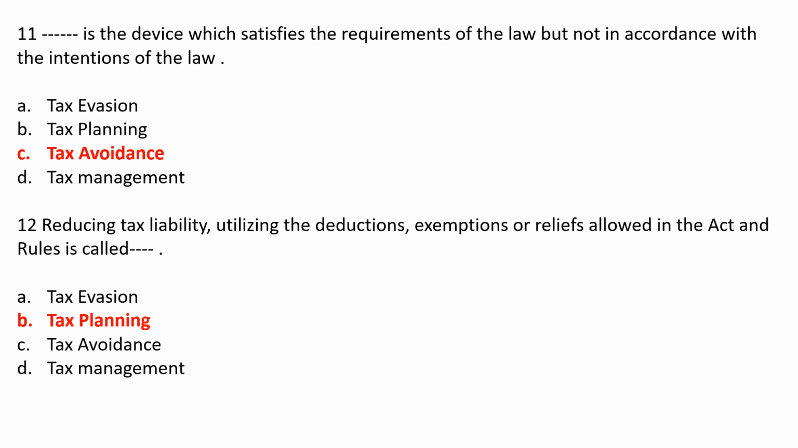Next MCQ, MCQ number 12. Reducing tax liability utilizing the deduction, exemption or reliefs allowed in the act and rules is called: option A tax evasion, option B tax planning, option C tax avoidance, option D tax management. So the correct answer is option B, tax planning.